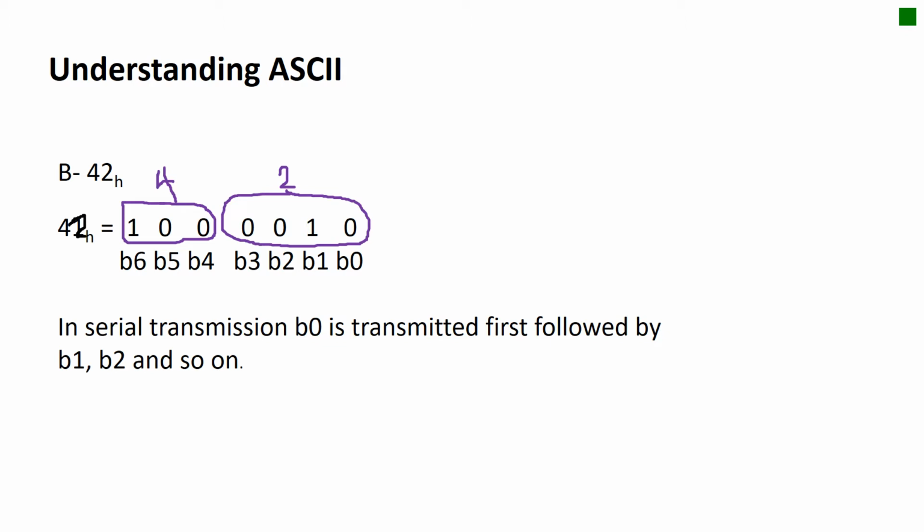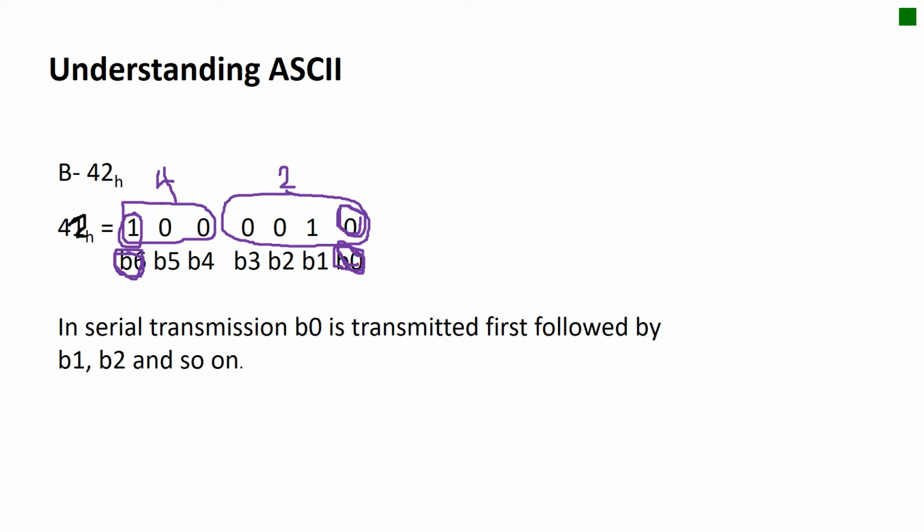Okay, it is important to know the arrangement of the ASCII code. In ASCII, the zero order bit is the rightmost binary number. This is the zero order bit, B0. And the most significant bit is B6. That is the leftmost binary number, B6. This is your least significant bit, B0. The most significant bit is B6.